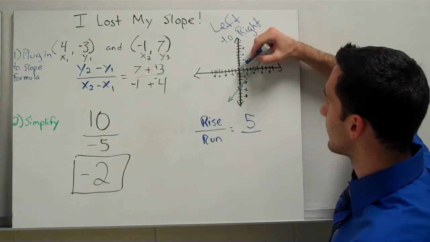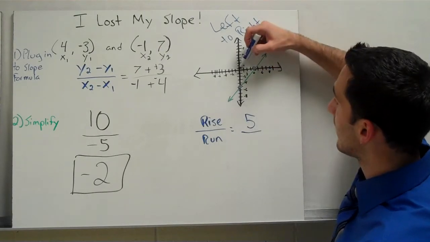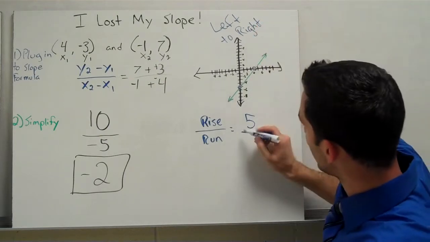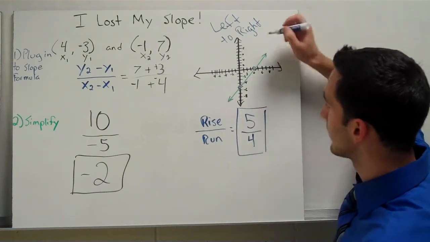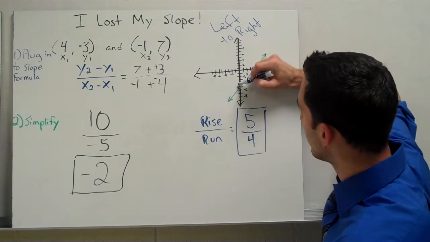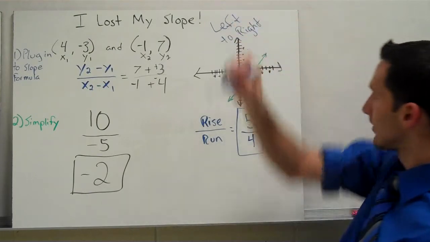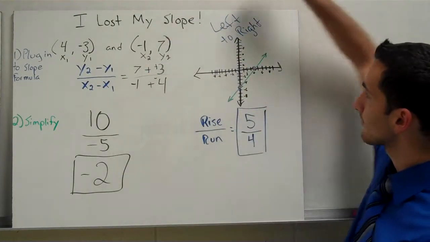My run is how many spaces I have to go over to get from this point to this point. So I have to go over 1, 2, 3, 4. That's going to give me 5 over 4, and that's my slope. So again, we count how far we go up and how far we go over to get our slope, our rise over our run.